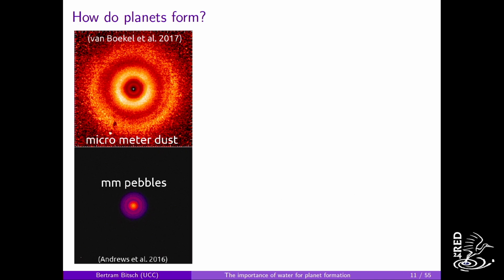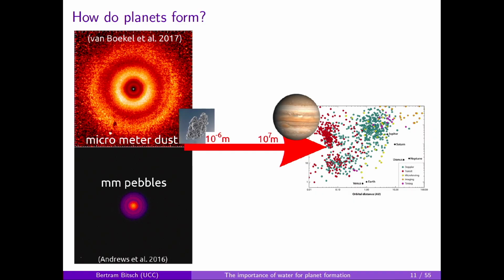Okay, so the micrometer disk is gigantic. The millimeter disk is a bit smaller, but of course still gigantic from our own solar system perspective. But we can interpret this as some sort of grain growth mechanism. So we have the micrometer-sized grains, and then these grow to millimeter-sized pebbles. So this is the birth environment of planets. We can of course also observe the full planetary systems at the end. But this is a journey over 13 orders of magnitude in size. So we go from the micrometer-sized grains all the way to giant planets. So we have to rely on modeling to overcome these 13 orders of magnitude in size.